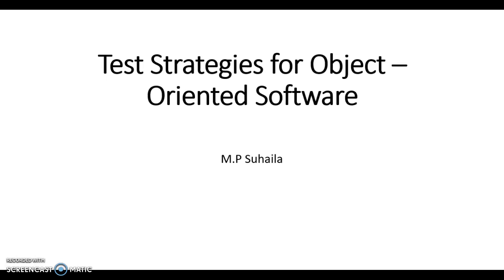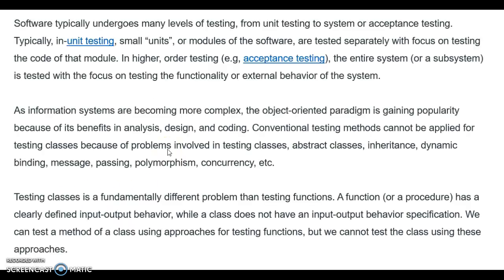As information systems become more popular and more complex, it is very difficult to manage conventional software. So we moved from conventional software to object-oriented software, and the object-oriented paradigm gained popularity. We have design, analysis and coding using object-oriented concepts. The conventional testing methods are not appropriate for this type of software, so we moved from conventional software testing to the object-oriented testing process.